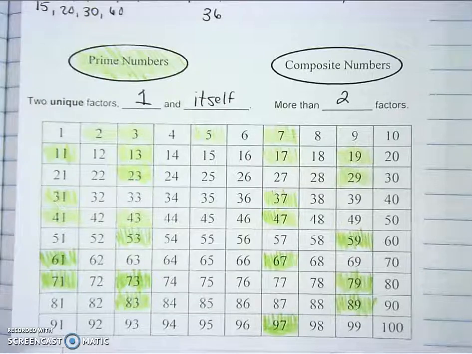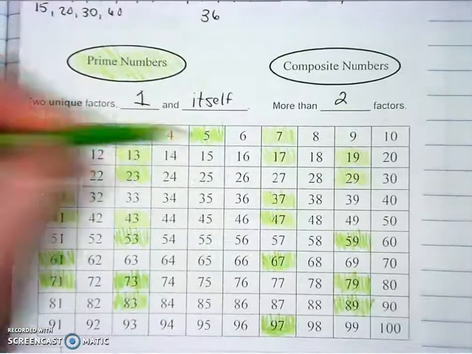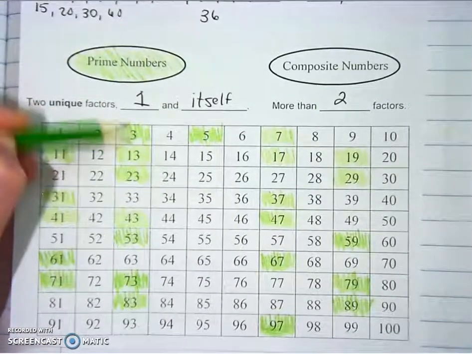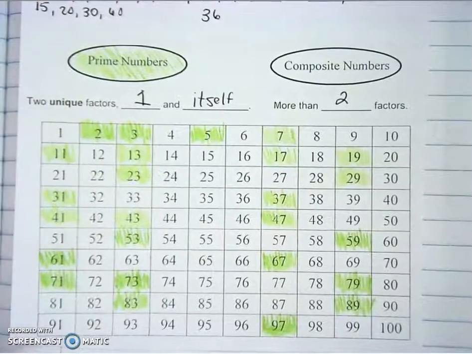And go ahead and mark those in your book so that you can use those. This will be very helpful for you for this unit, so it's nice to know those prime numbers. That's why we like to put it all in one spot so you can always check back and see if you have a prime or a composite number.